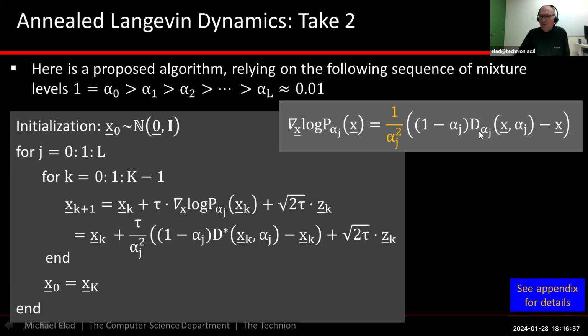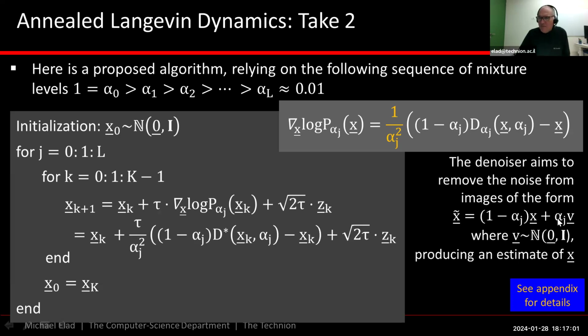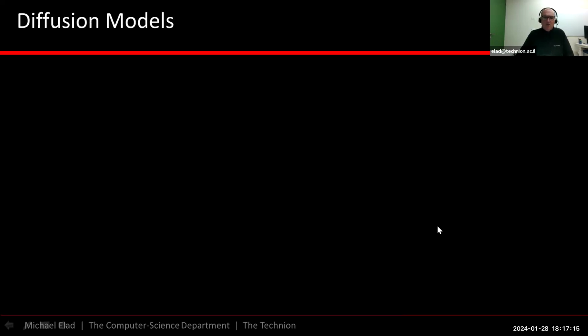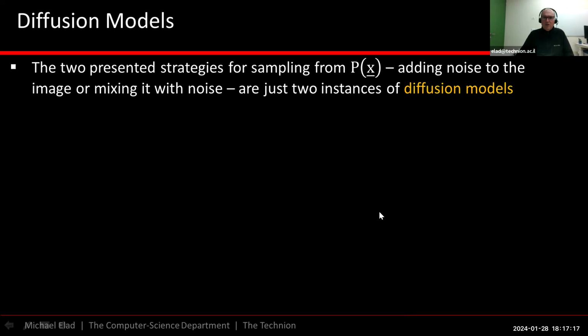And by the way, this denoiser is not the previous denoiser. It's a strange denoiser that works on a mixture of image and noise. It's no longer an image plus noise. It's a constant times image plus noise. And it has to estimate x. This is the denoiser that you have to train. And if you did so, you end up with a great looking algorithm. So I presented 2 versions of diffusion models.